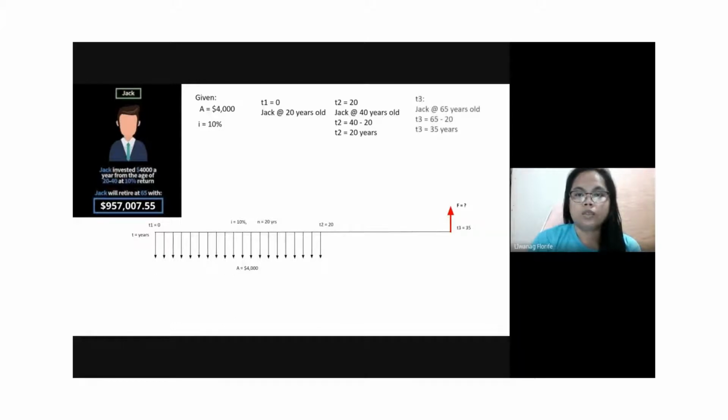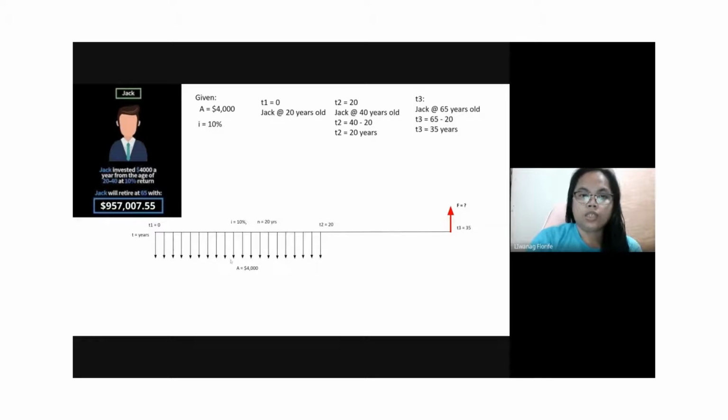And T3 is when Jack was 65 years old. T3 is identified by subtracting 20 from 65, so the time difference is 35 years. So these are T1, which is equal to 0, T2 is equal to 20 years, and T3 is 35 years. Which means that the starting point is at T1, or when Jack is at 20 years old.